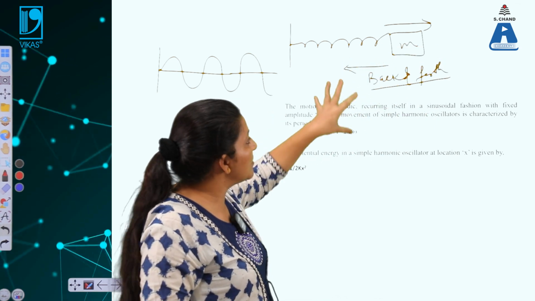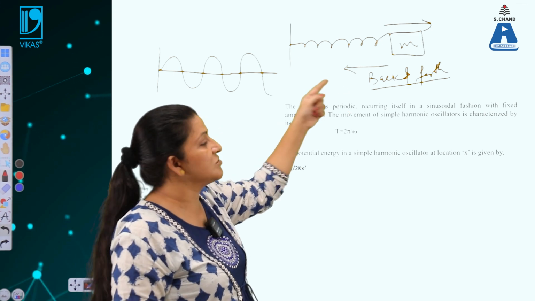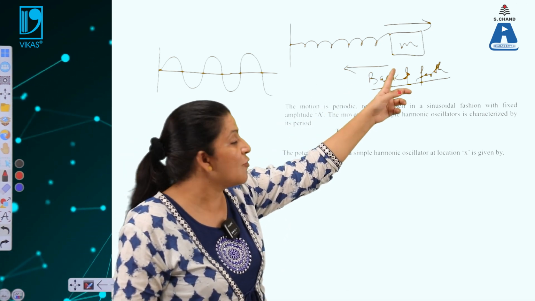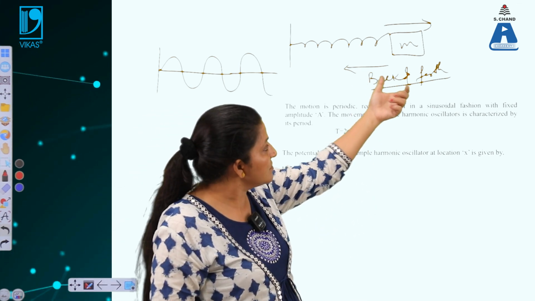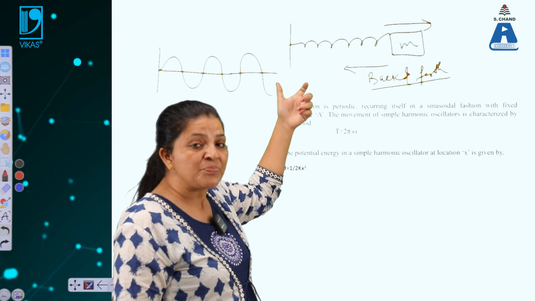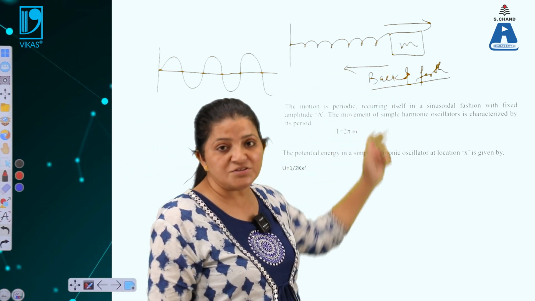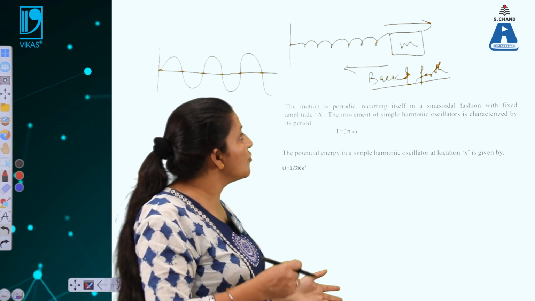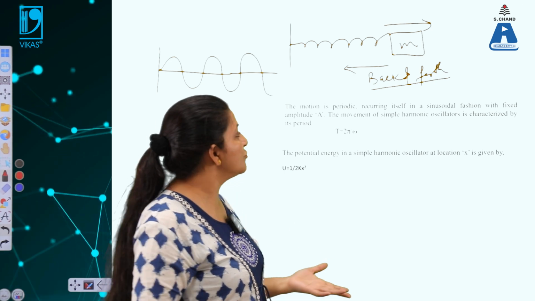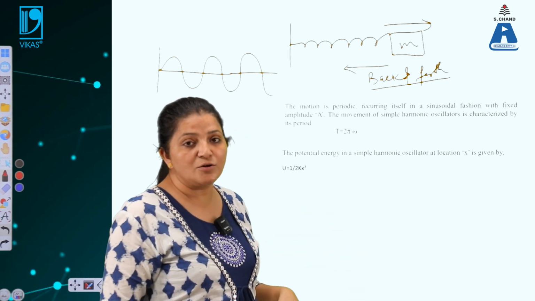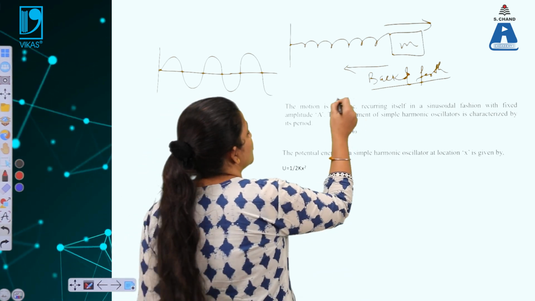So there is a simple idea: when the body moves in the positive x-axis, the restoring force will act in the negative x-axis, and when the body comes back toward the negative x-axis, the restoring force will start moving in the positive x-axis. So the restoring force is always in the opposite direction to the applied force, or you can say to the displacement of the body. Due to this, periodic motion of the body occurs.